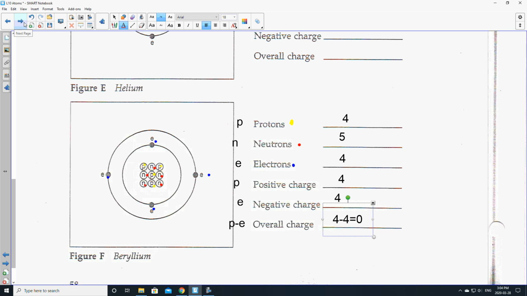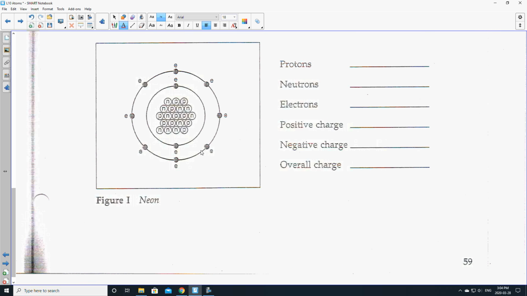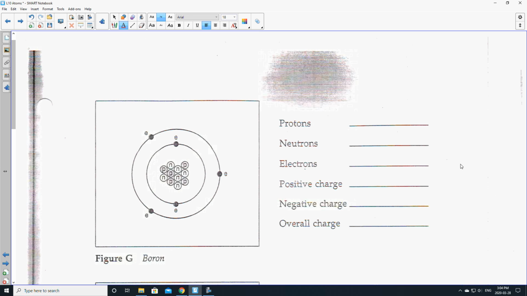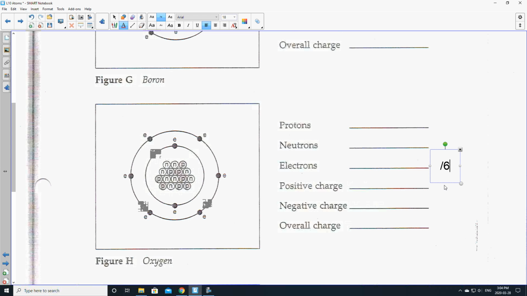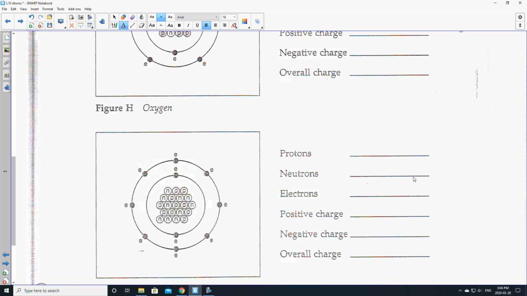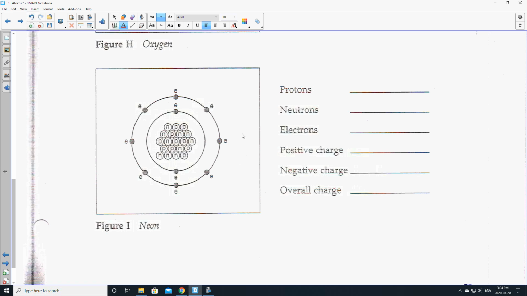Let's do one more example together, and I'm going to leave some of them on your own. So why don't we do neon? So these ones you're going to do on your own. This is going to be worth 6 marks. This one will also be worth 6 marks. So you're going to be doing boron and oxygen on your own, and then we're going to do neon together. So write it down.